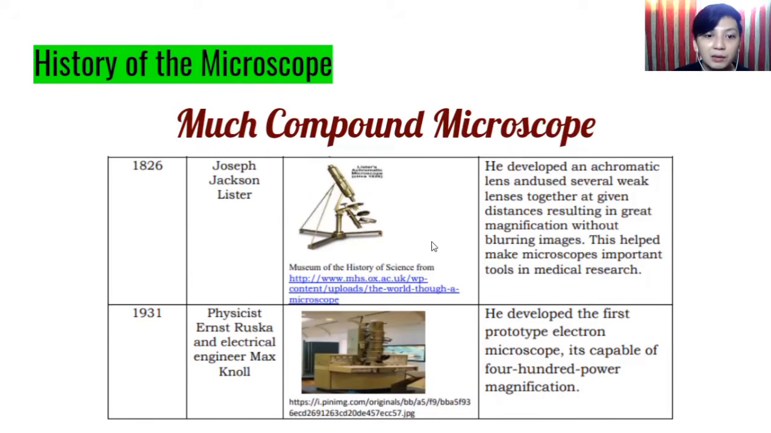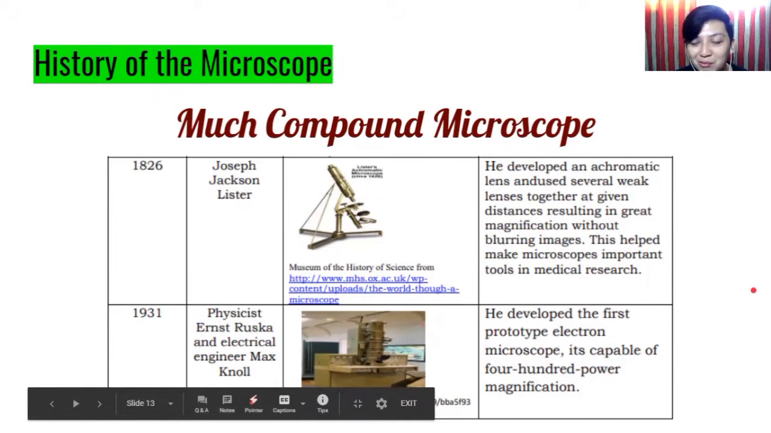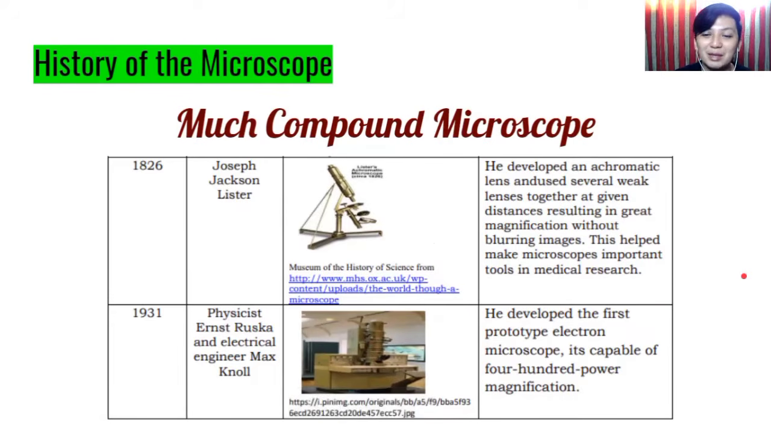And then during 1931, it was invented by the physicist named Ernest Ruska and electrical engineer Max Knoll. It's a bigger version of a compound microscope. He developed the first prototype electron microscope, and it's capable of 400 power magnification. It's a very big microscope so that the magnification is very big. Okay, so dito na nagsimula yung mga electronic microscope. Okay, so as time goes by, there's a lot of microscopes right now. Kung napanood niyo yung introduction video natin, nandun yung example ng mga microscopes right now.